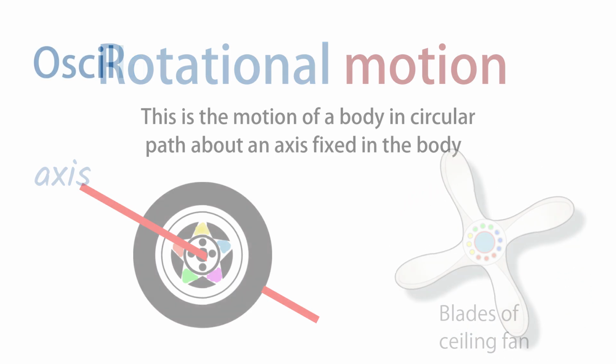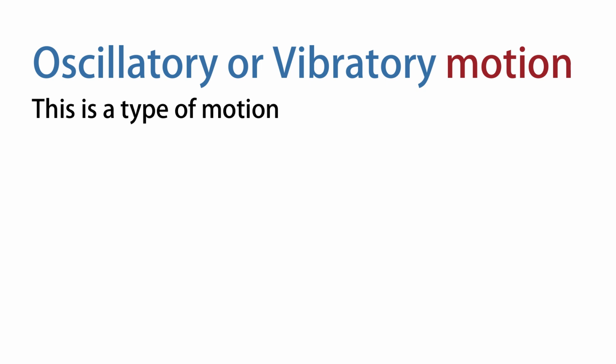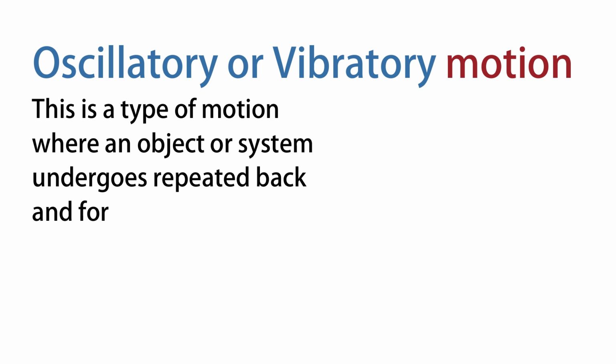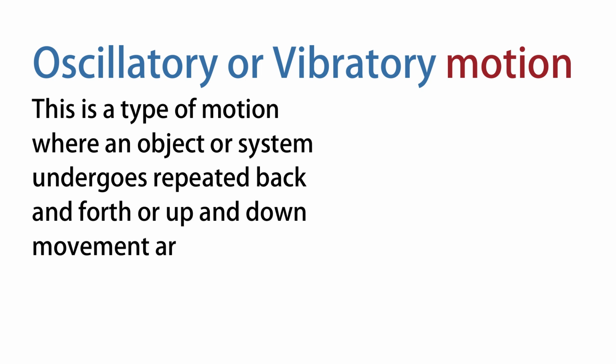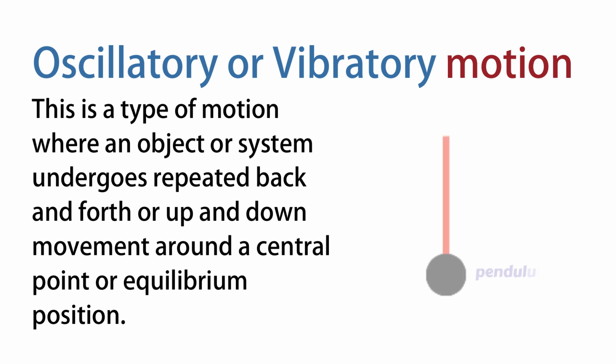The third type of motion is oscillatory or vibratory motion. This is a type of motion where an object or system undergoes repeated back and forth or up and down movement around a central point or equilibrium position. An example of an object that undergoes oscillatory or vibratory motion is a simple pendulum.